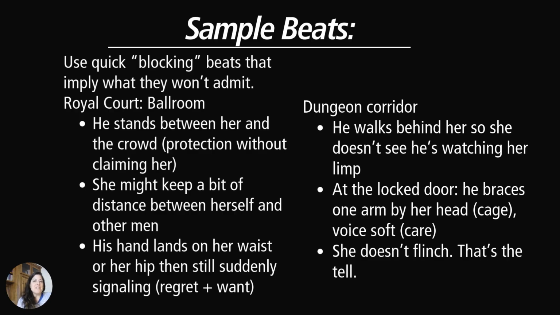So here's a couple of sample beats that you might use or think about as you write your scenes. Say they're in a ballroom at a royal court. He's going to stand between her and the crowd. He's protecting her without literally claiming her, but he's claiming her. She might keep a bit of distance between herself and other men she chooses to dance with. So she's choosing to dance with these other men to make him jealous, but she's not willing to go all the way. She's not willing to close the distance between herself and those men.